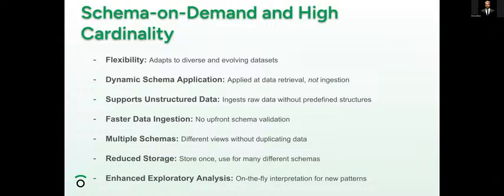With schema on demand, you can ingest raw, unstructured data rapidly. And this is crucial when working with high cardinality data sets, as they often contain a wide variety of unique and diverse values. By storing data in its native format, you preserve all of those unique values without forcing them into a rigid structure, which is essential for maintaining the full scope of insights.